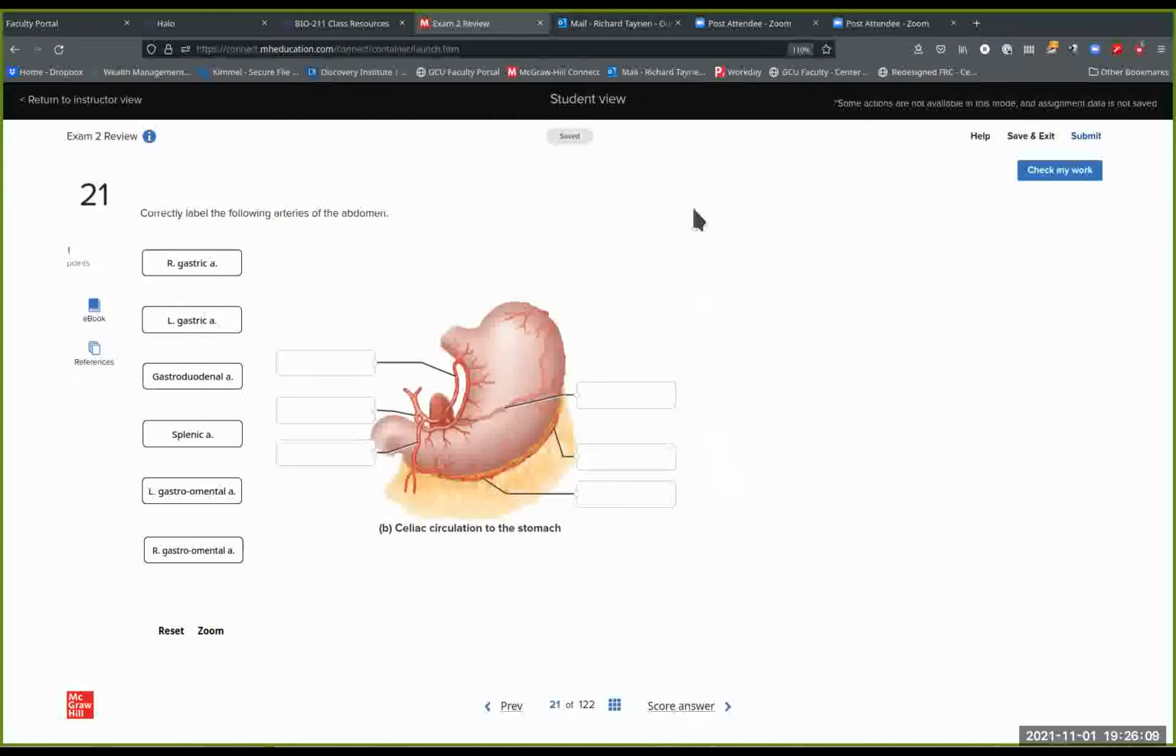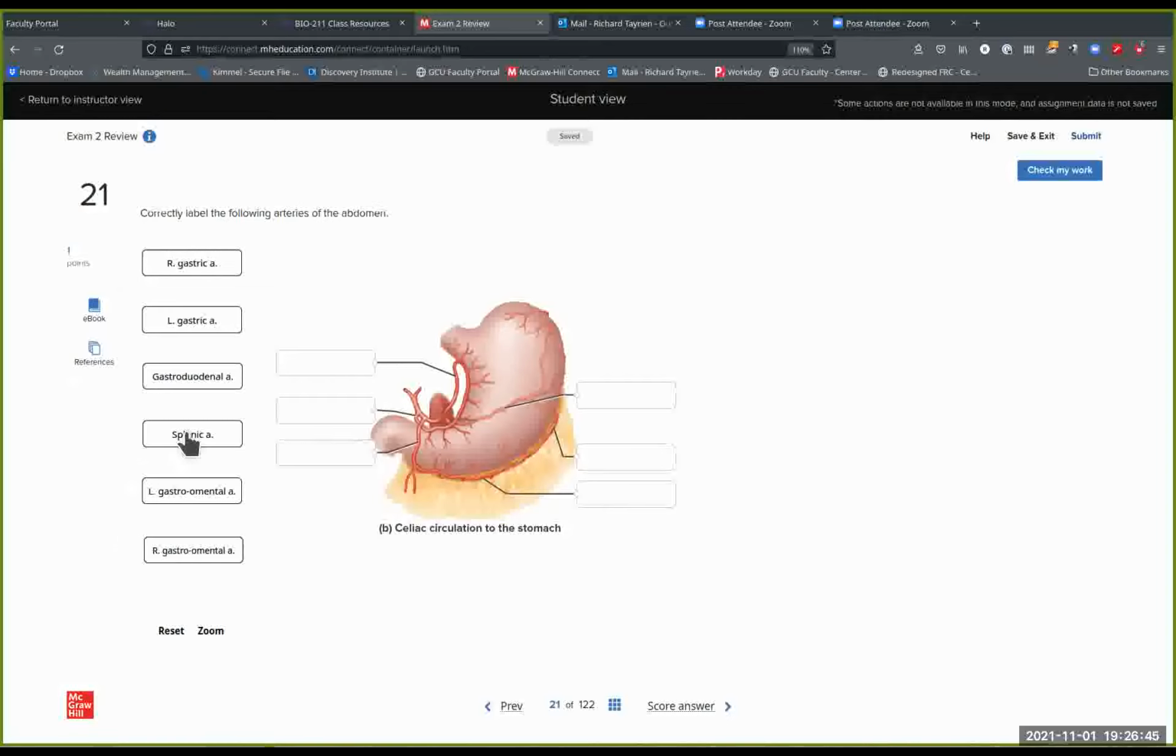Arteries of the abdomen. You guys know these pretty well, I think. So you got your celiac trunk down here. What's this one that comes off to the stomach? Three arteries come off the celiac trunk. One is hepatic. Would the other be splenic?